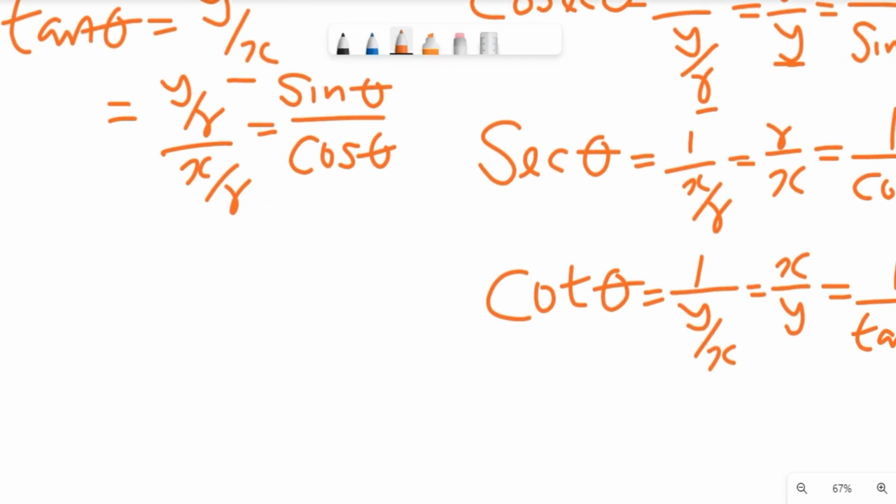Another unique one we want to look at is cot of theta.